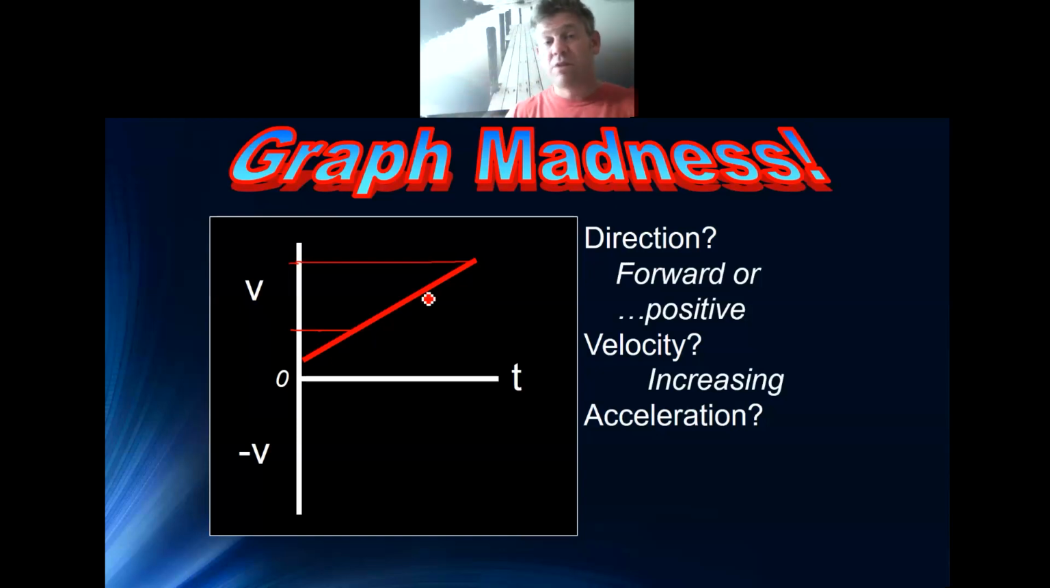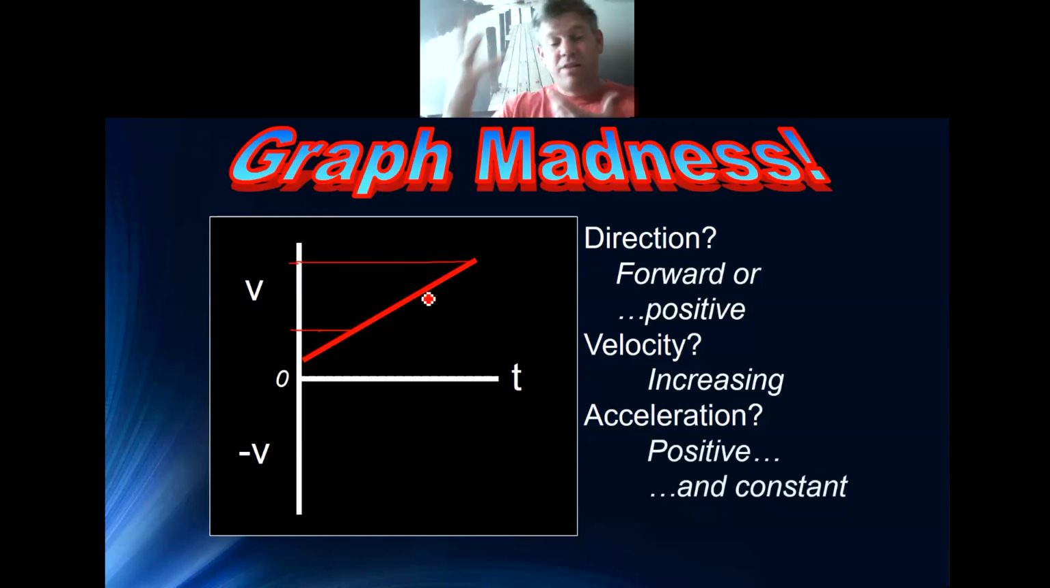Speeding up means our acceleration is either positive, negative, or 0. In this case, because our velocity is increasing, this should be positive. Now, because it's a straight line, that also means it's constant. If we get a curved line, it's going to be variable, all right? For us, we won't see curved lines. We'll see straight lines mostly, okay?